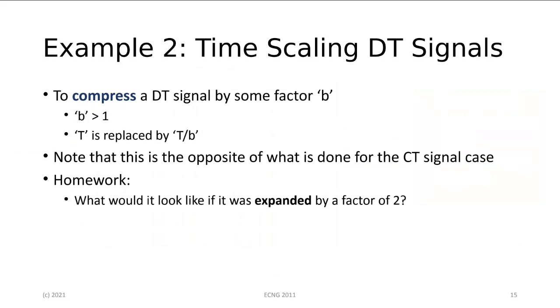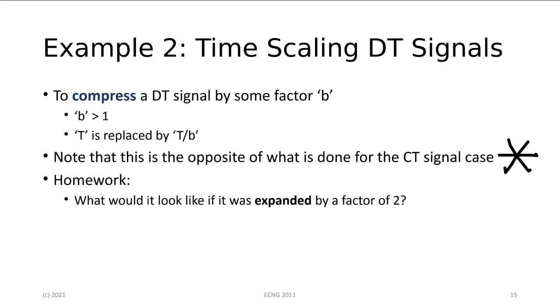So in this case, to compress a discrete time signal by some factor, the factor has to be greater than 1, and where you have the t in the discrete time signal, you have to replace it by t divided by b. Notice this here: it's the opposite of the continuous time case. And then you could consider, what if I wanted to expand it by a factor of 2?